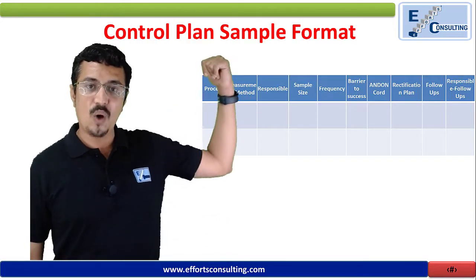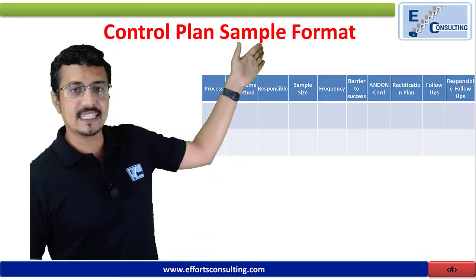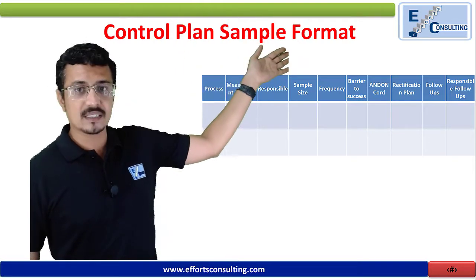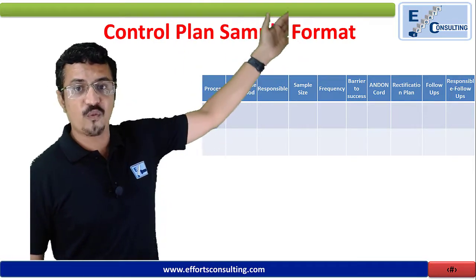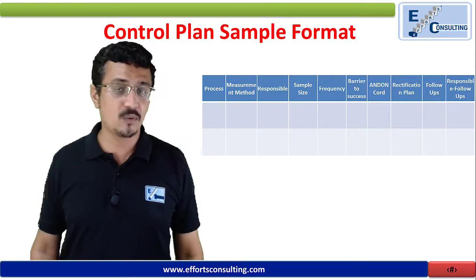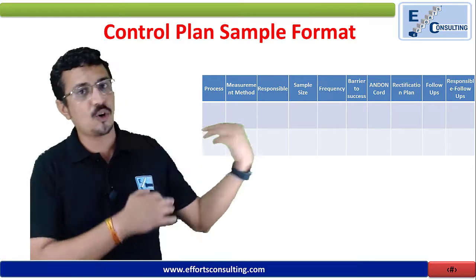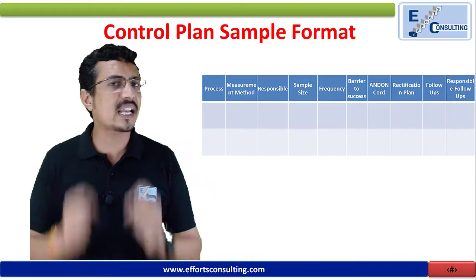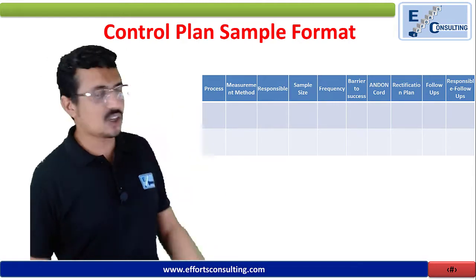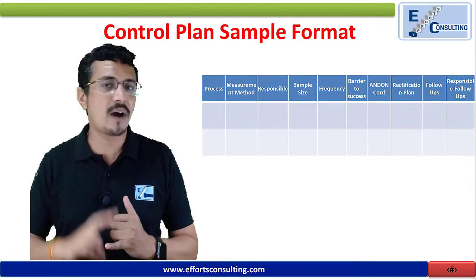You can see you have the process, measurement method, and then responsibility is defined, sample size, frequency, barrier to success, end code, rectification plan, follow-ups, and responsibility for the follow-up. So in your project, everything you are incorporating into the control plan. So wherever you have any hiccup or any bottleneck, you can look at the control plan and decide who is the responsible person and with whom I need to do the follow-up.